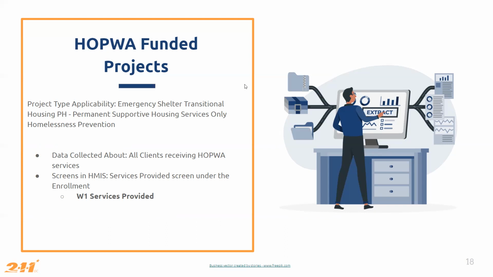funded projects. The project type applicability will be for the emergency shelter, transitional housing, and permanent supportive housing project. Also the services only, and as well the homelessness prevention. The data that will be collected will be for all clients receiving HopUp services. And then the screen in HMIS that this will be applicable to will be the services provided screen under the enrollment.